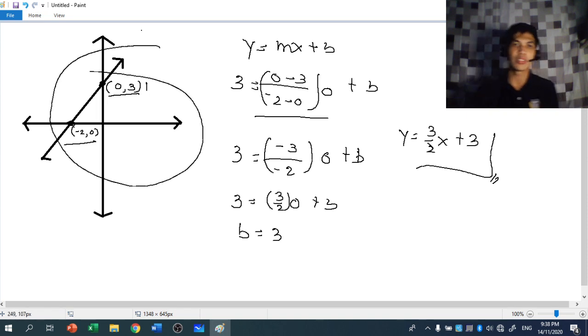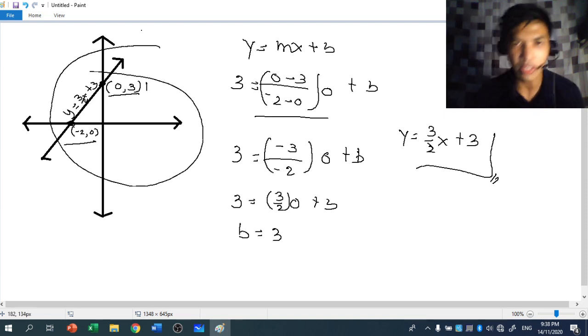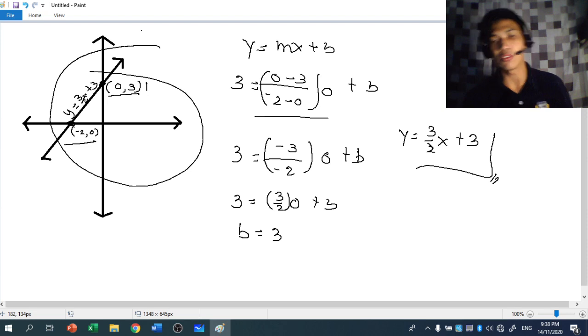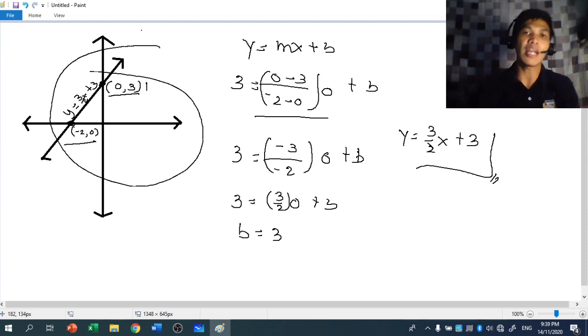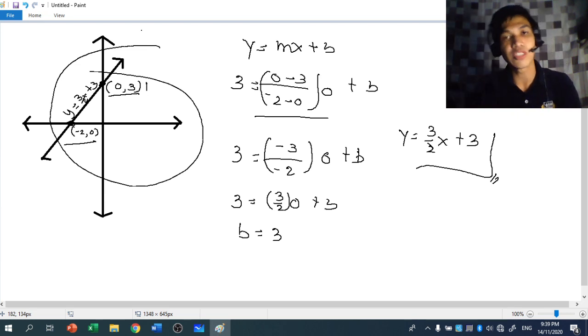Yan. So, yan. Dito nyo isusulat to. y is equal to 3 halves x plus 3. Yan. And that is all for today. So, yan sana napaliwanag ko nang maayos in order to find the equation of the line given the 5 scenarios that you need to do for your activity. That's all and good day.